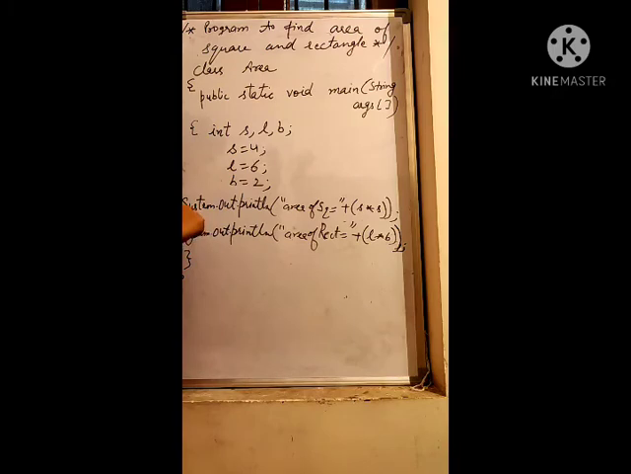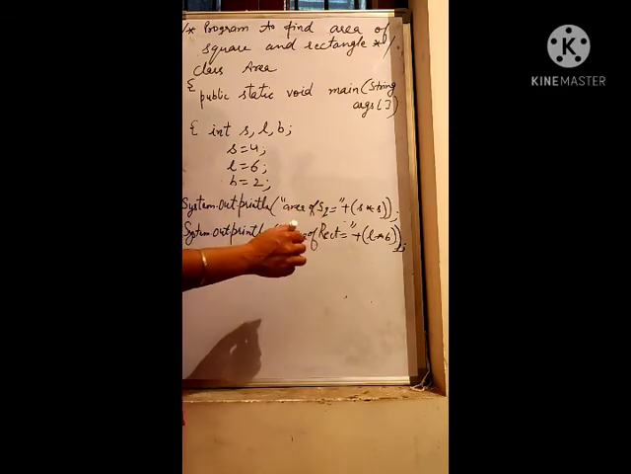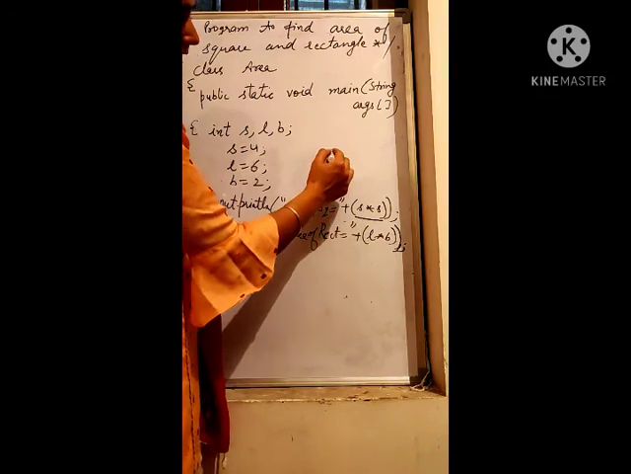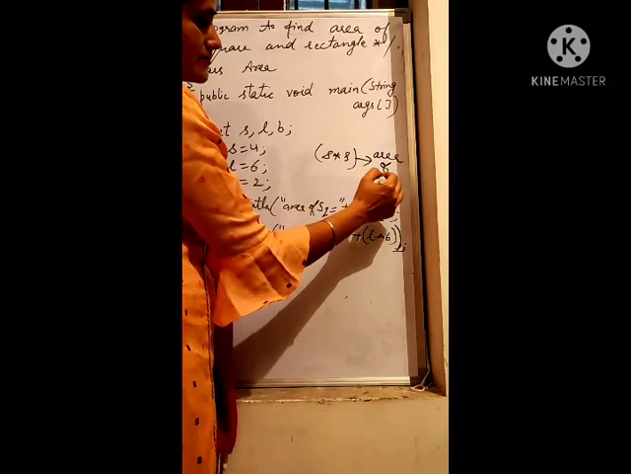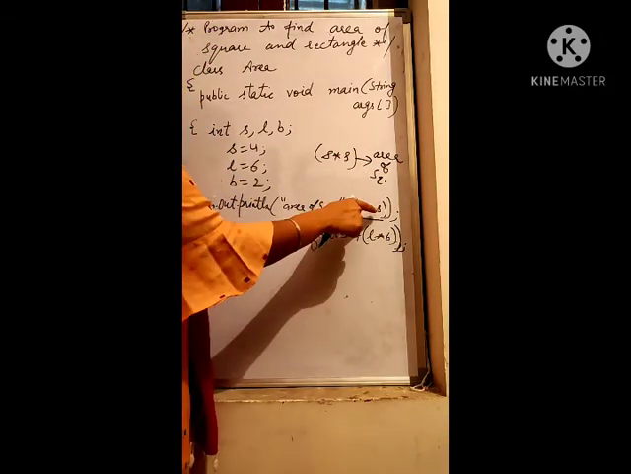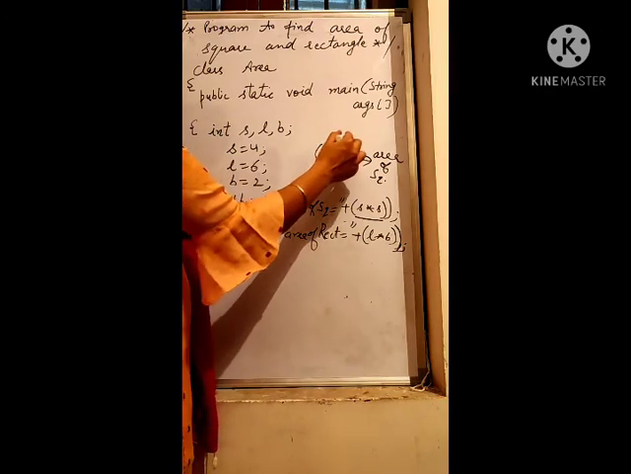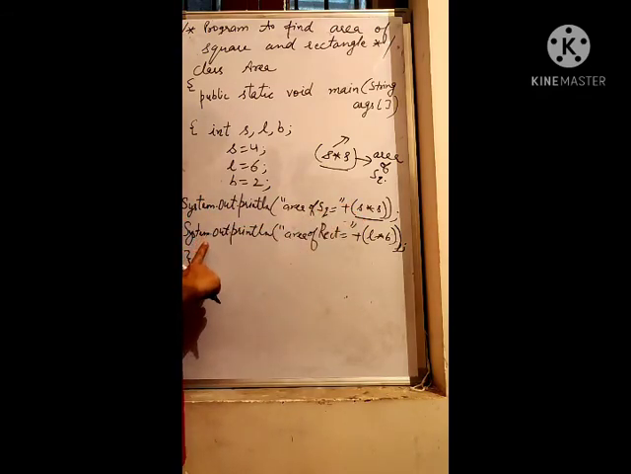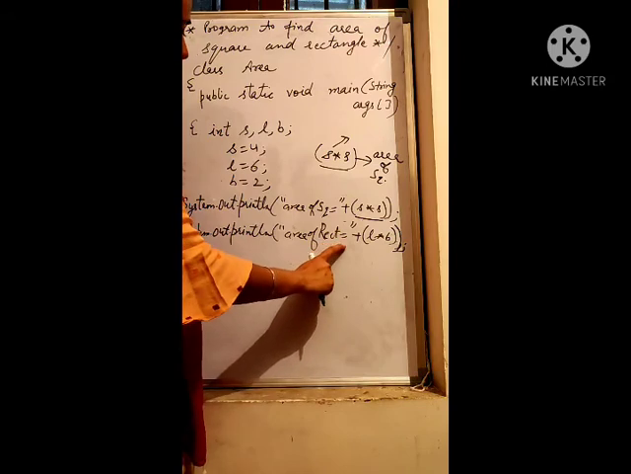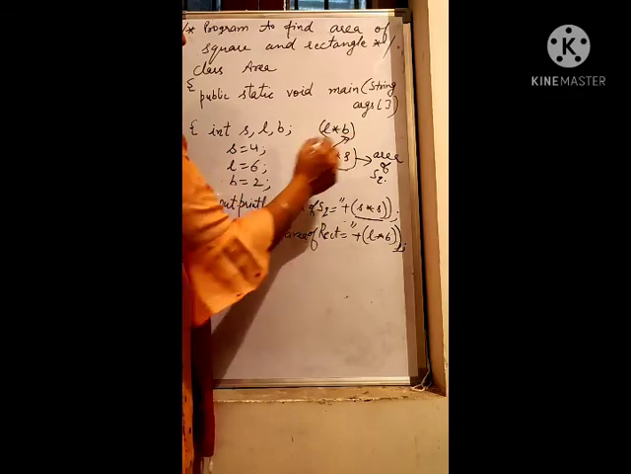I am calculating the area of square and rectangle in the system.out.println statement. So I am writing here the message area of square is equal to, and I am writing here s into s. So it calculates the area of square. Okay, we can also write the expression in the system.out.println statement. Instead of taking a variable for this result, I am writing it directly. So for calculating the area of rectangle, I am writing here area of rect is equal to, that is the message, l into b. It calculates the area of rectangle.